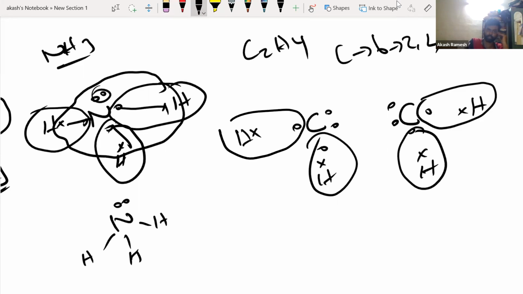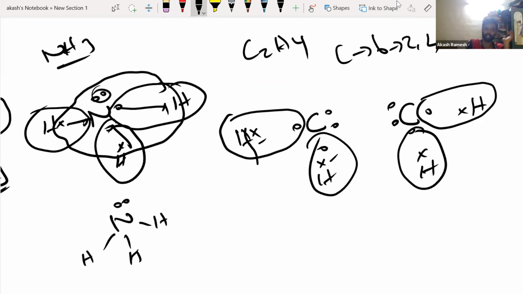This hydrogen requires 1 more electron. All the hydrogens are done. Right now, this carbon already has 4 electrons, and it requires 4 more electrons to satisfy its octet. Now, 2 electrons are already coming from hydrogen, so 6 electrons are gone. 2 more electrons, these 2 electrons are the one.